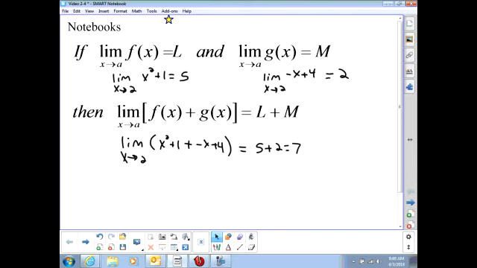So in other words, if you're adding separate functions together, you can just take the limit of the whole thing, or you could do them each separately and then add those limits together. You'll get the same answer either way.